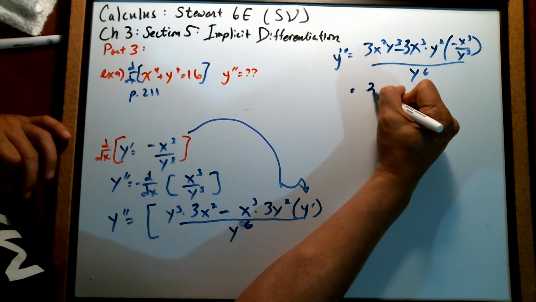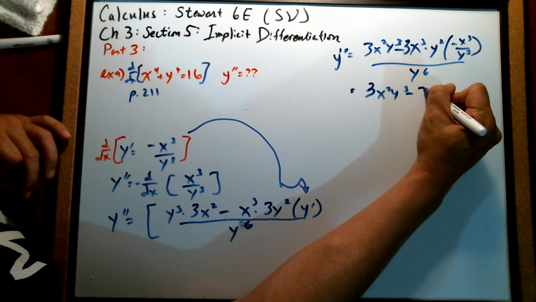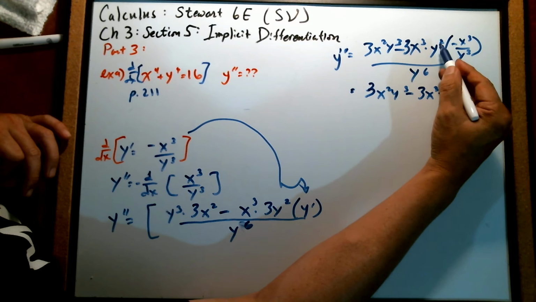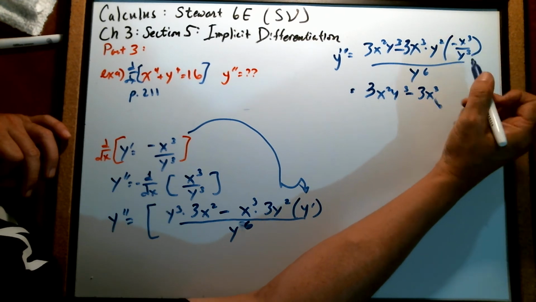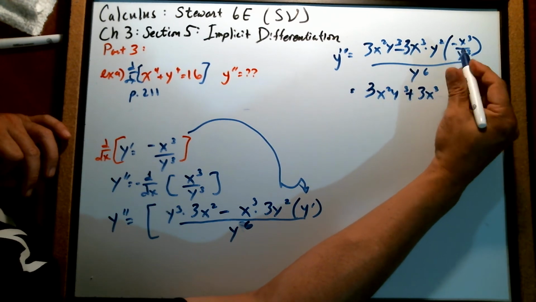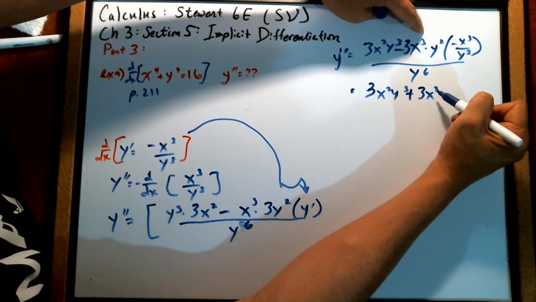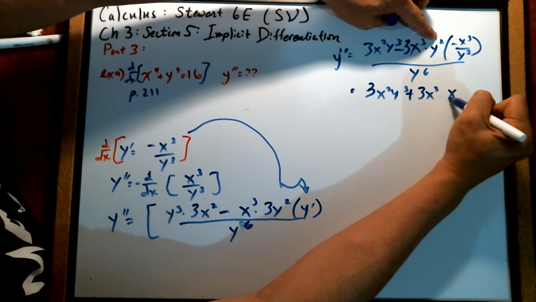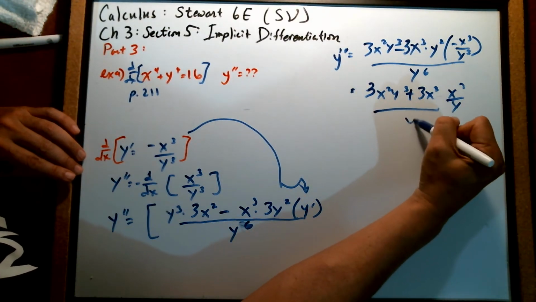3x squared y cubed minus 3x cubed y squared. One of the y's is going to cancel, so I end up with x squared. Oh, a negative and a negative is going to be positive, and you end up with 3x cubed y, canceling with two of them over here, x cubed over y, all over y to the 6.